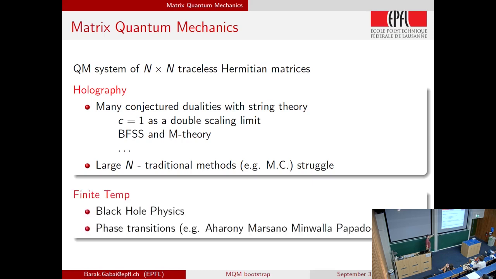Now, why finite temperature? Well, as many people mentioned today, we want to understand aspects of black hole thermodynamics, of black hole physics, and all of that is accessible from finite temperature observables. Maybe another reason is that there are some interesting phase transitions that are predicted for theories of two matrix quantum mechanics, the quantum mechanics of two matrices. It would be good to see them numerically and find more.